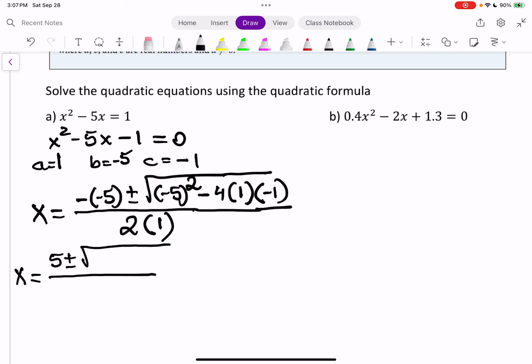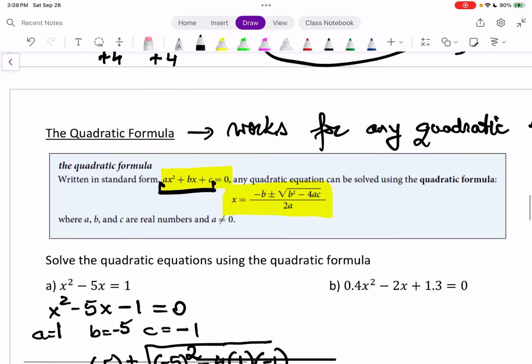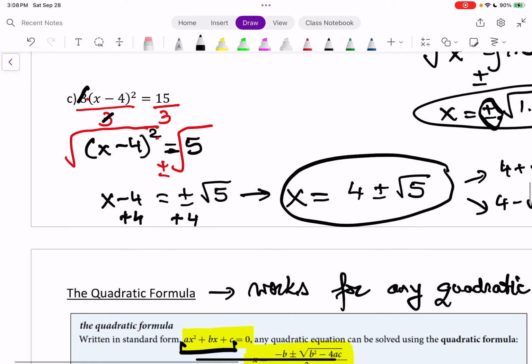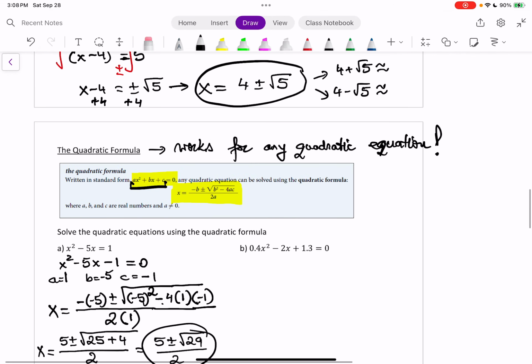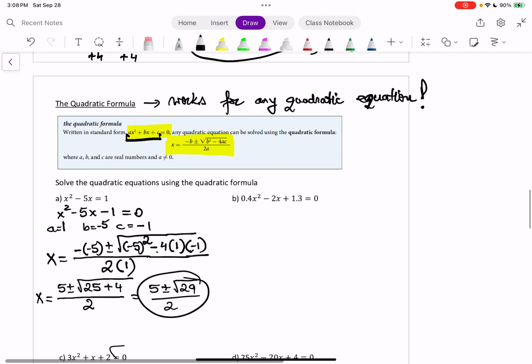Plus or minus the square root of negative 5 squared, which is a positive 25. Every time you square a number, you get a positive. And then plus 4, because minus times a minus is a plus, over 2. So that's 5 plus or minus the square root of 29, over 2. And here's your answer. This is also why I'm telling you to leave the answer with plus and minus. It starts looking familiar, and there it is.